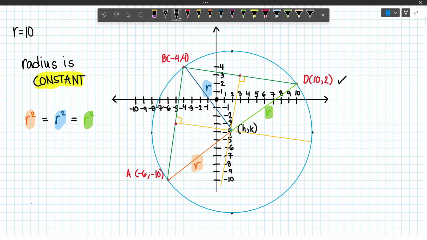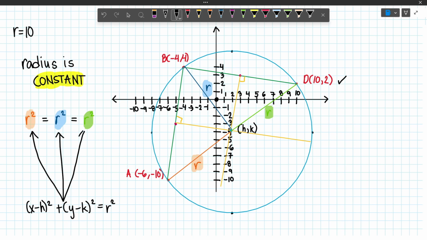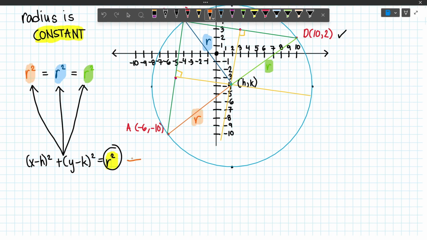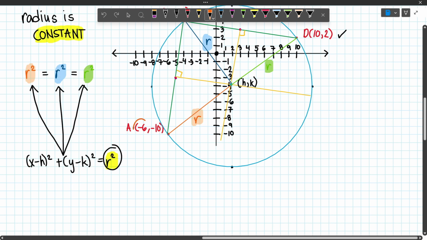Now, the standard form of the equation of our circle is x minus h squared plus y minus k squared equals r squared. So we can substitute this to our 3 radii. So let's consider first the orange radius. From this equation, our x is -6 and our y is -10. Our h and k are still unknown.